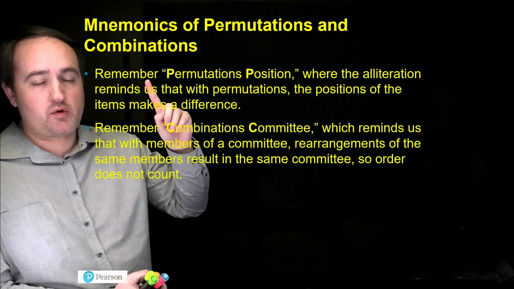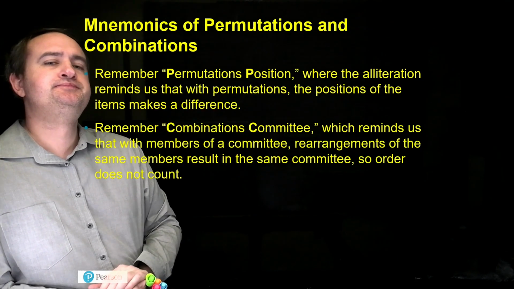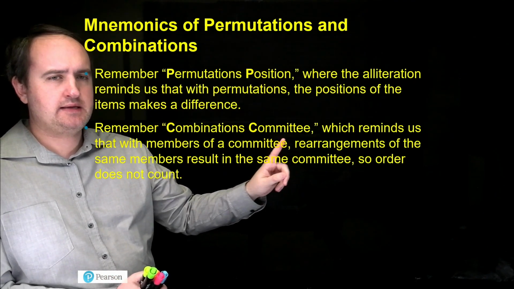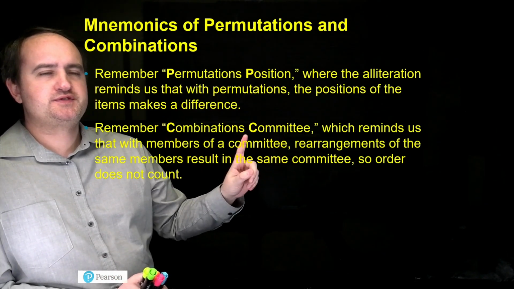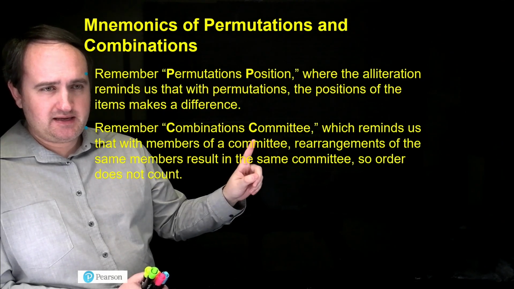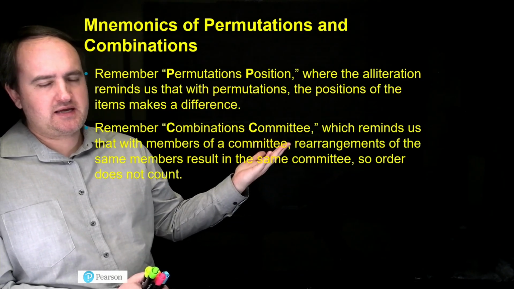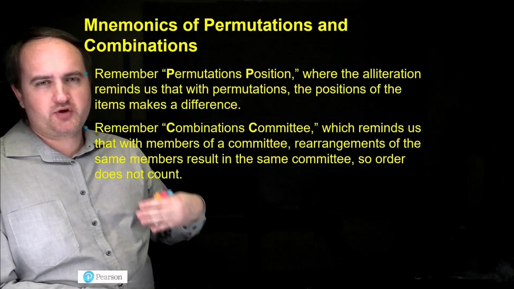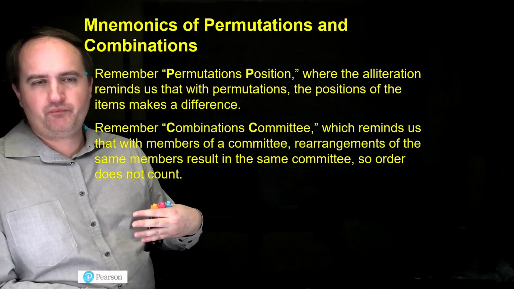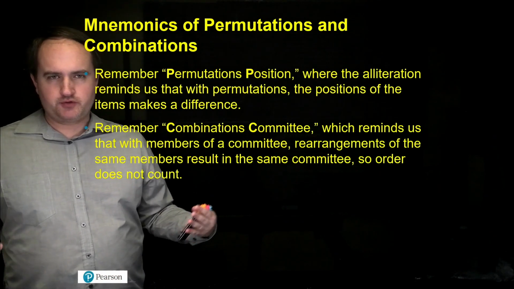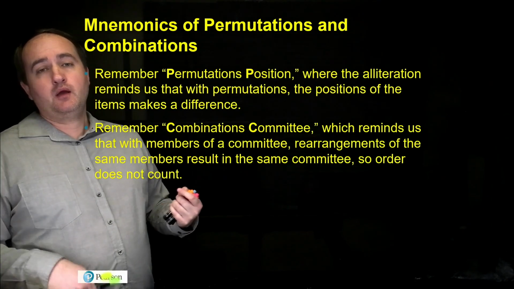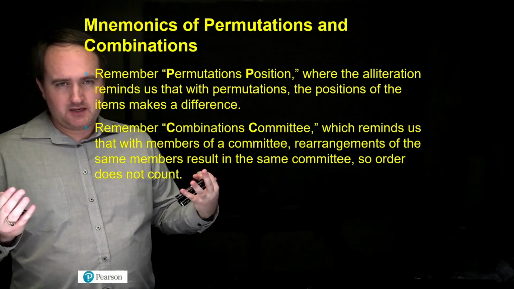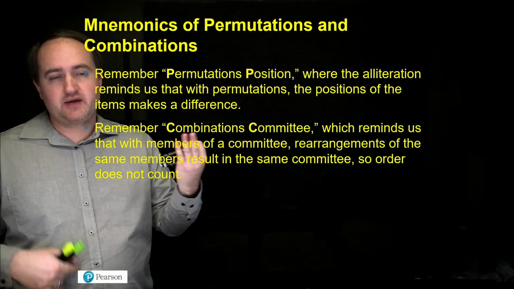In other words, order matters with permutations. And if you remember combinations, committee, those both start with the same letter C. What that's supposed to tell you is, if you select a committee, for example, a committee of 3 people, and you had 5 people total to choose that committee from, there's not any ordering to the 3 people in the committee. So order doesn't matter with combinations.